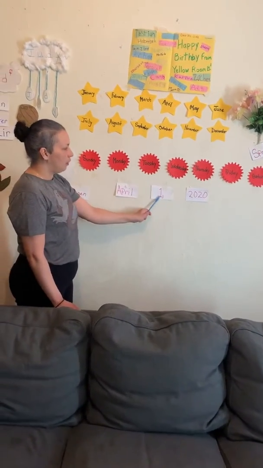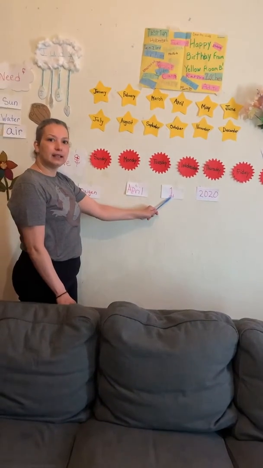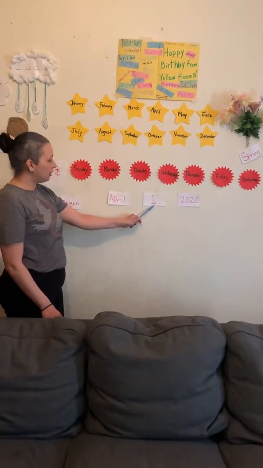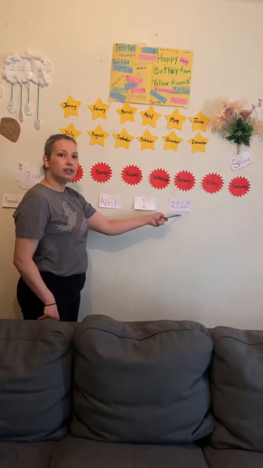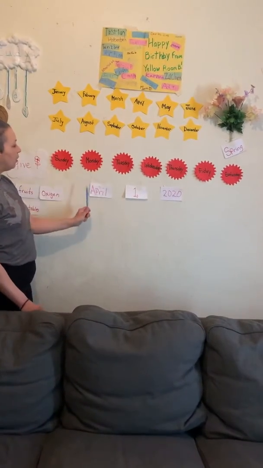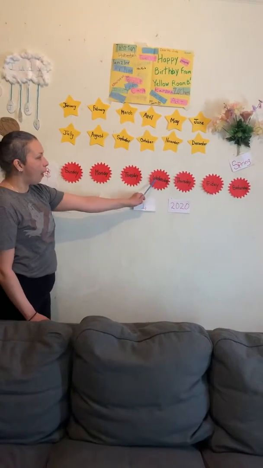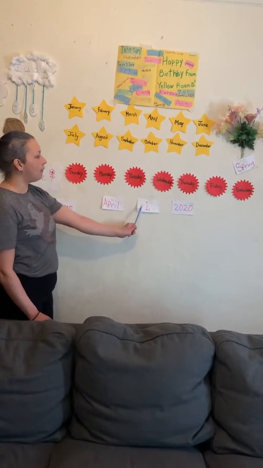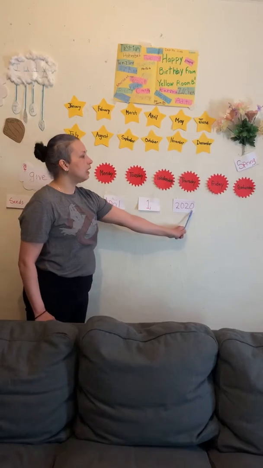April. What number is this? First, good job. And what year? 2020. Good job. Let's put it all together. It's Wednesday, April 1st, 2020.